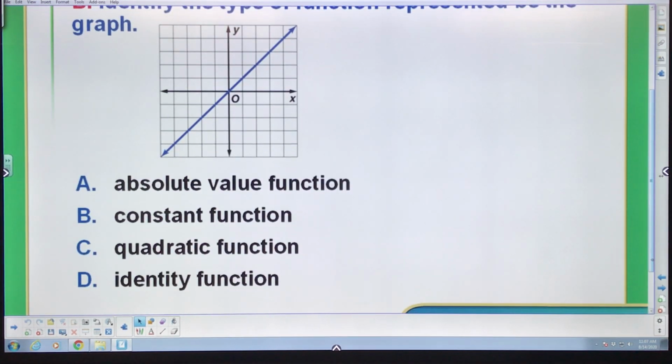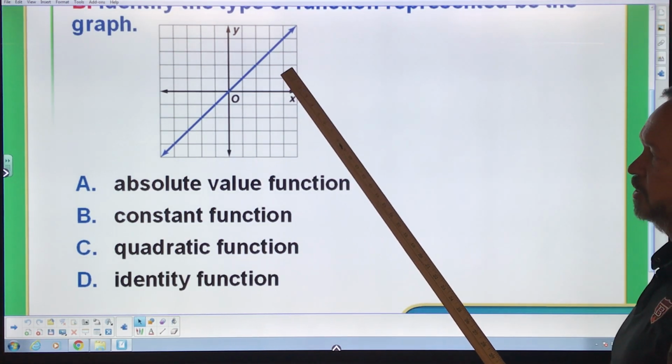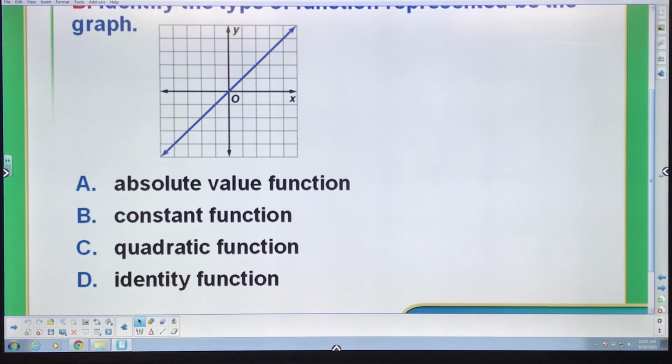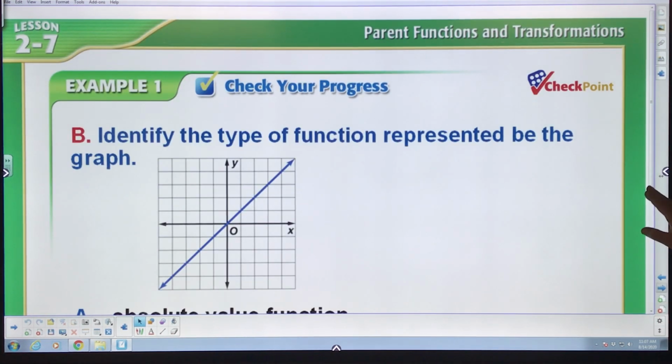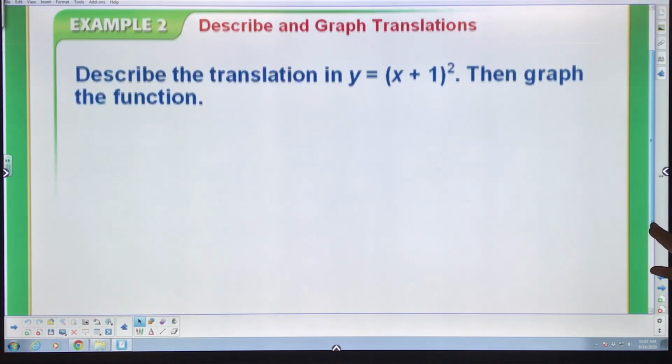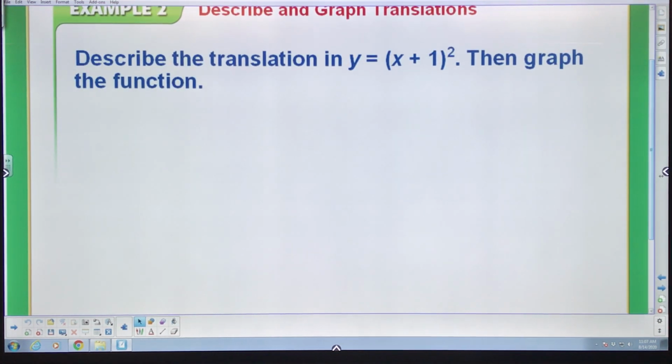That one should be pretty easy for us because we did it just a few minutes ago. 0, 0, 1, 1, 2, 2, negative 3, negative 3. It is the identity function, y equals x. Identity function. So it says, describe the translation in this, then graph the function. Describe the translation, then graph the function.